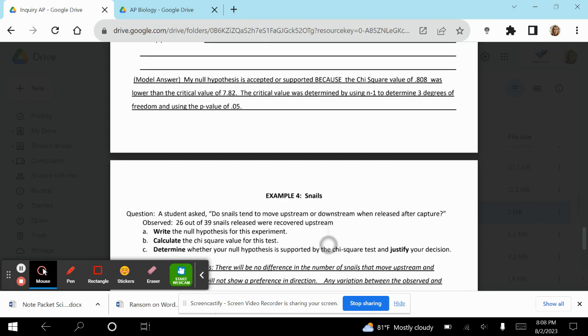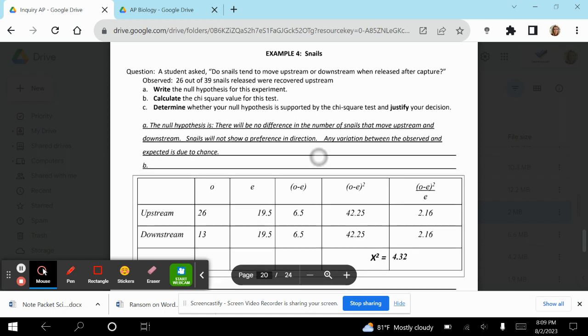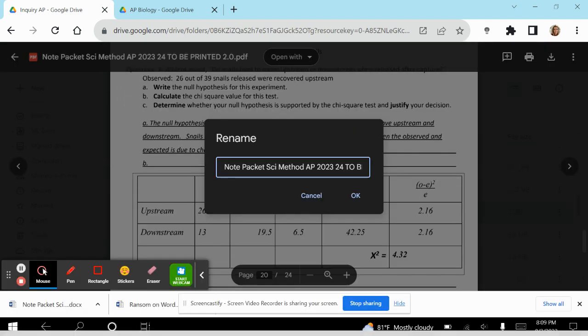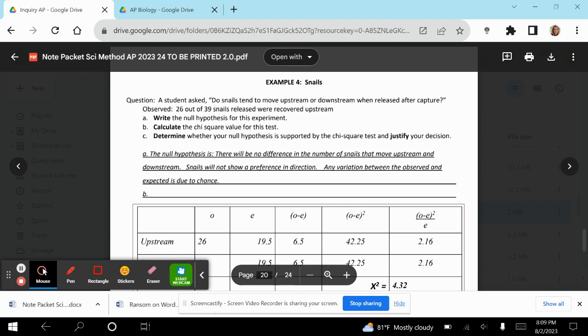All right, so just one more example, and most of it's written out. I just want to talk through it and have you pay attention and not be so concerned with writing down a bunch of notes on this page. The experiment is about snails. When we release snails into the water, do they prefer to move upstream or will they start to move downstream after they're released?